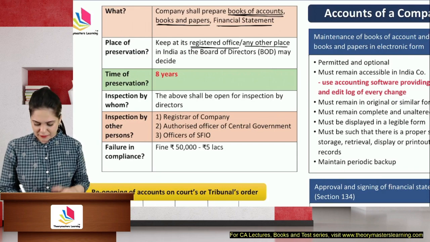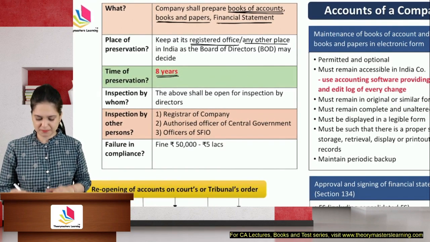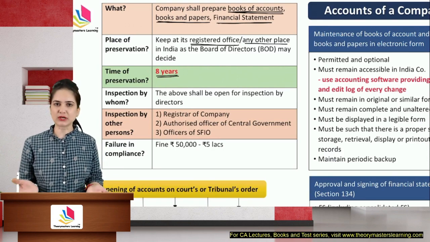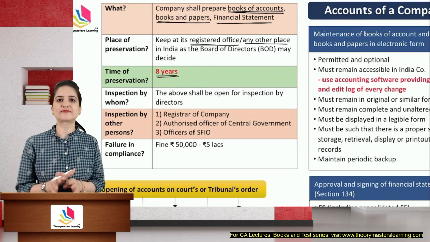What is the time period for which you should preserve the books? The books should be preserved for a period of 8 years. But what if my business is only 4 years old? Then in that case, you need to preserve the books for all the 4 years.